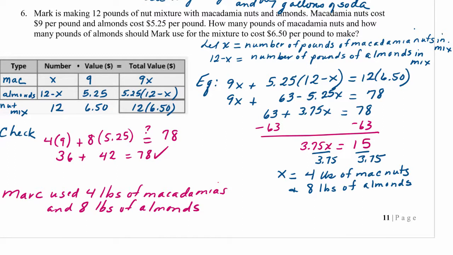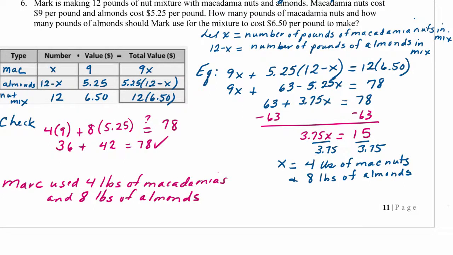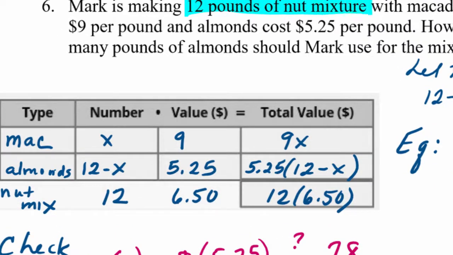Okay, so here is my solution. First of all, check yours along mine and see if you have these in yours. Did you define your variables? Now, I let x be the number of pounds of macadamia nuts in the mix, but you might have let x be the number of pounds of almonds in the mix. That's okay, because even though your equation will be slightly different than mine, the final answer should be the same, okay? And the setup should be similar. So x is the number of pounds of macadamia nuts, which means that 12 minus x is the number of pounds of almonds, given that Mark was making 12 pounds of mix, right?